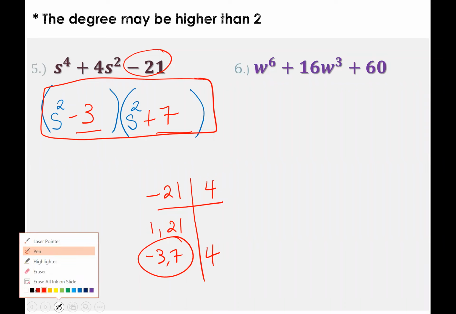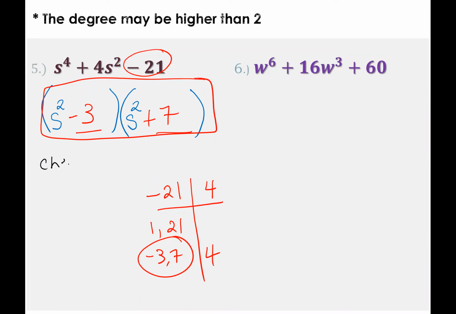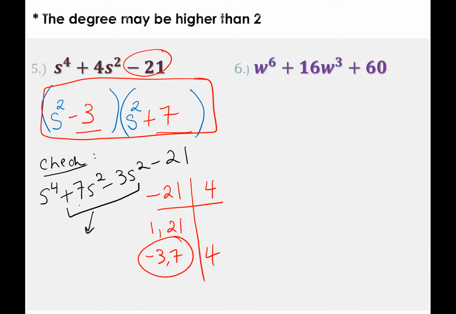Now we will check it. Okay, when I FOIL, when I distribute s squared times s squared, that's s to the fourth because I'm adding the exponents. My outside terms, there's my plus 7s squared. My inside terms would be minus 3s squared. And then finally, negative 3 times 7 is that minus 21. When I combine those middle terms, positive 7 minus 3, that's positive 4. And then the s squared is still there. So s to the fourth plus 4s squared minus 21.